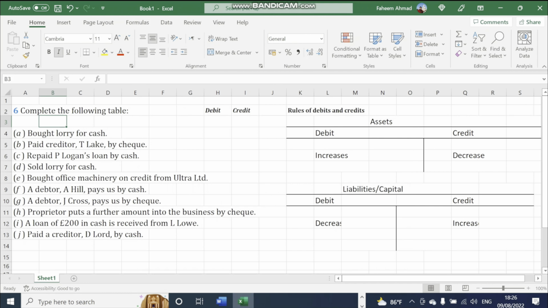So here you can see transaction A. We bought a lorry for cash. I can see two accounts here in this transaction A, lorry and cash. So lorry is an asset, increases debit. I will put here lorry. Let me change font size. Okay. Now the next thing is cash. When we paid cash for lorry, cash balance has decreased in the business. Cash is an asset, decreases credit.